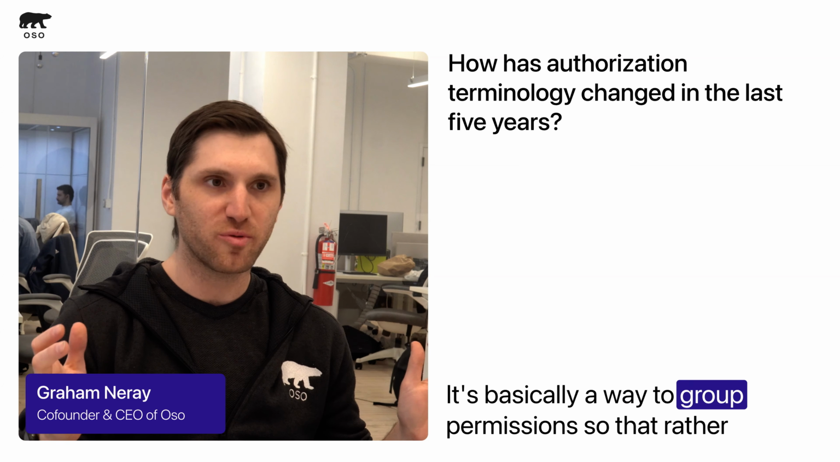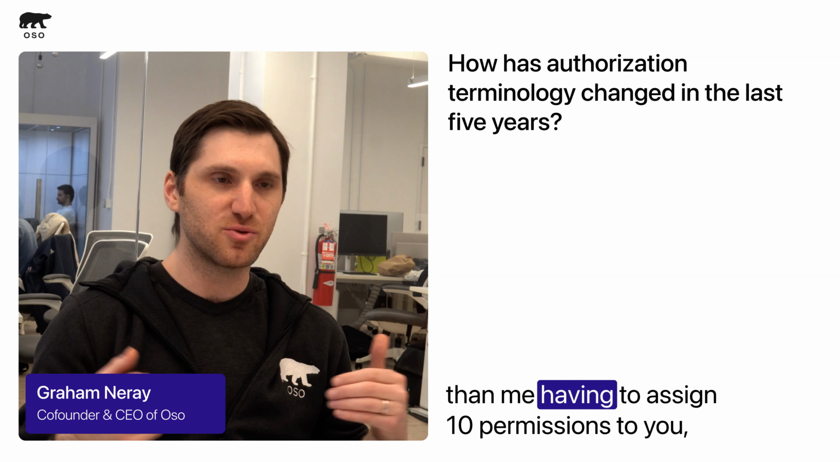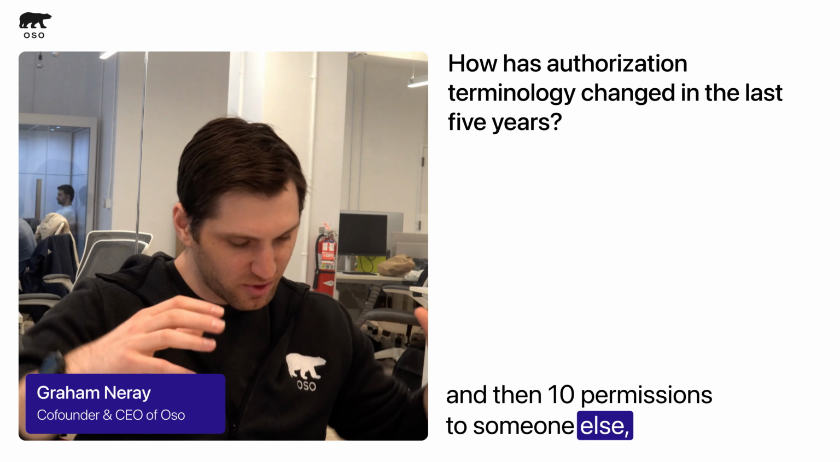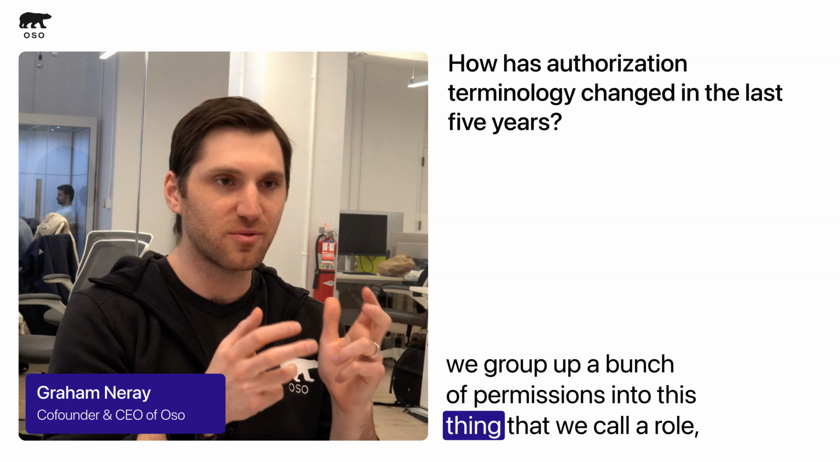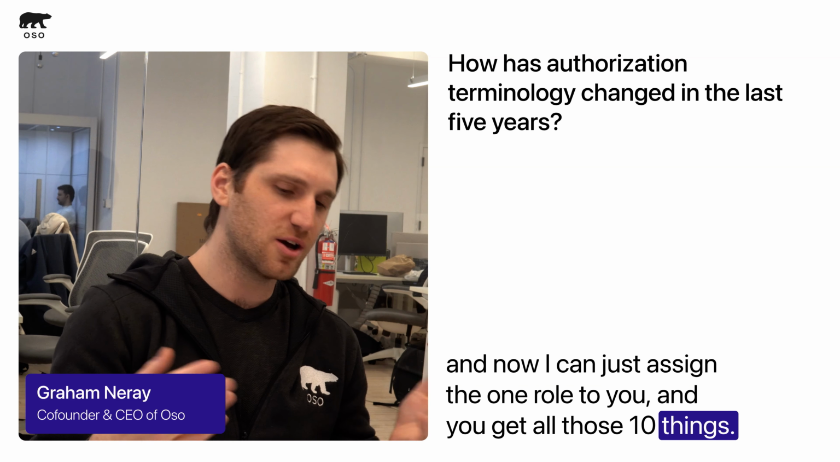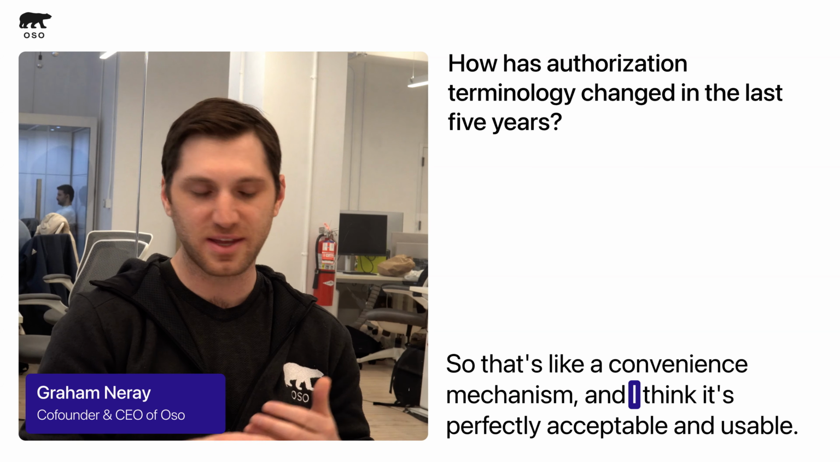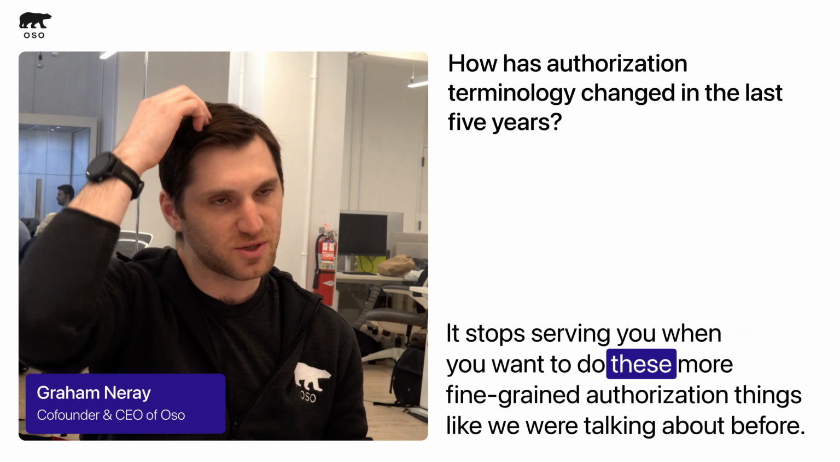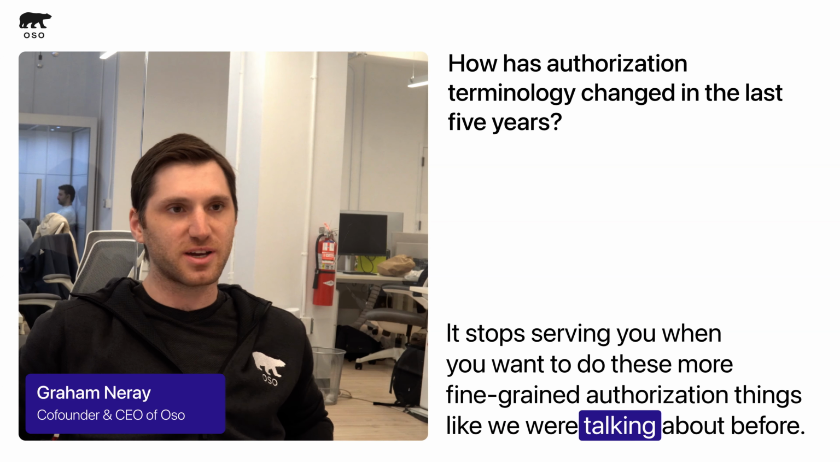RBAC stands for role-based access control. It's basically a way to group permissions so that rather than me having to assign 10 permissions to you and then 10 permissions to me and then 10 permissions to someone else, we group up a bunch of permissions into this thing that we call a role, and now I can just assign the one role to you and you get all those 10 things. Okay, so that's like a convenience mechanism, and I think it's perfectly acceptable and usable. It stops serving you when you want to do these more fine-grained authorization things like we were talking about before.